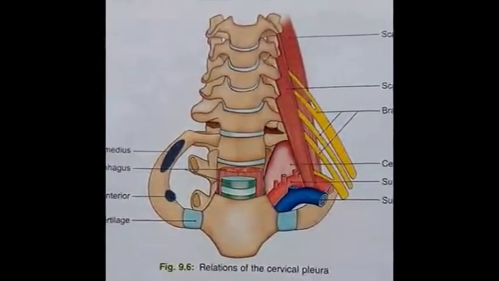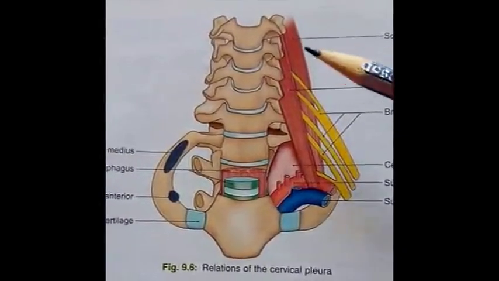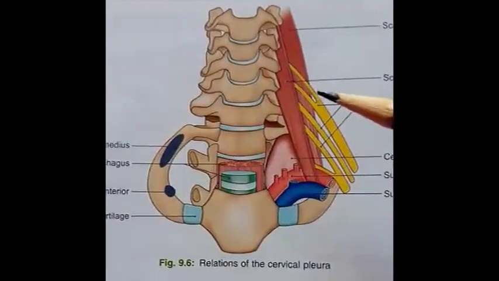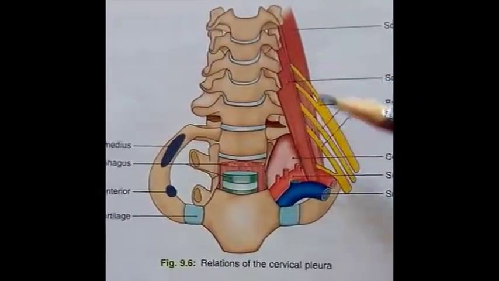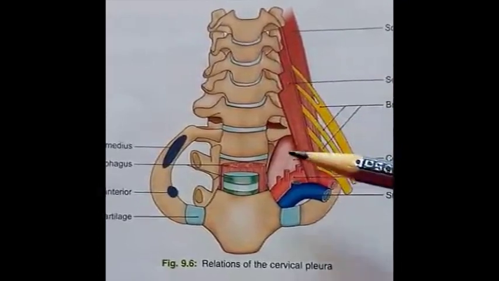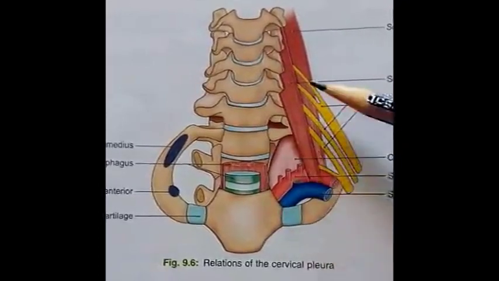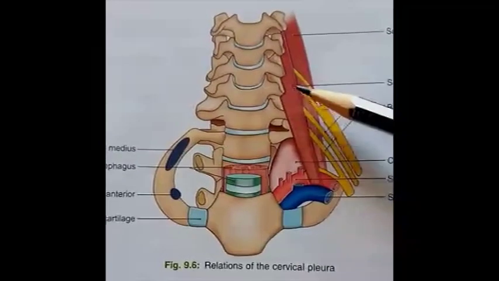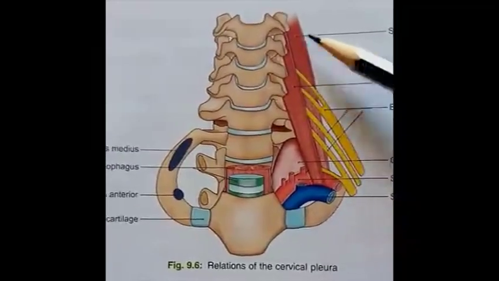Paravertebral region means, para means along the vertebral column. So paravertebral region contains scalene muscles, which are 3 in number. Cervical pleura is there. Cervical plexus is present in paravertebral region, which is present above the brachial plexus.